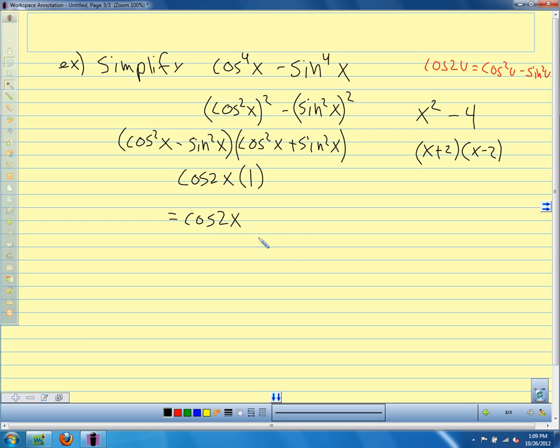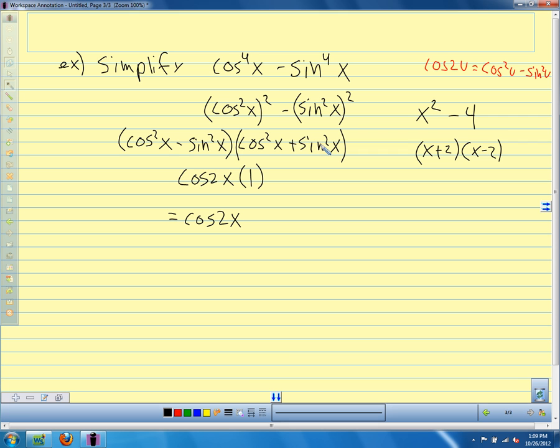Cosine 2x is way easier to work with than cosine to the fourth x minus sine to the fourth x. And our jumping off point was recognizing that we have this identity that looks kind of like this. Yes? Sine squared x plus cosine squared x, that's one of our Pythagorean identities. Sine squared x plus cosine squared x is always 1. Okay?